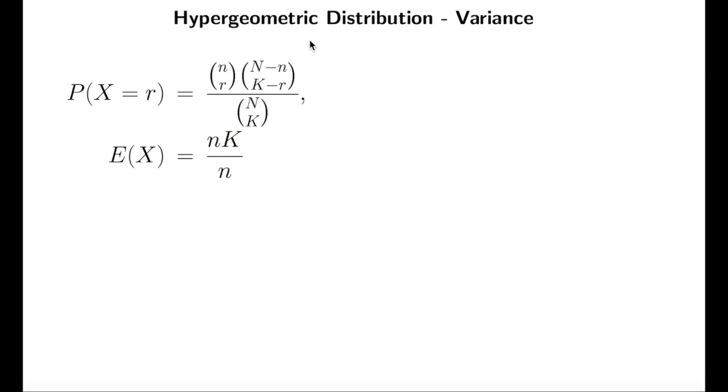Hello, so let's now calculate the variance of a hypergeometric random variable. As a recap, the PMF of a hypergeometric distribution is given by this, where r goes from 0 to k, m goes from 0 to n, and k also goes from 0 to n. Okay, so earlier we calculated the mean of a hypergeometric random variable, which came out to be nk over n.